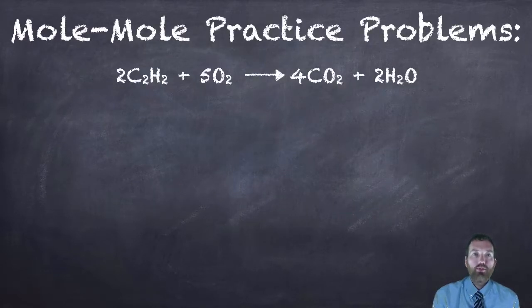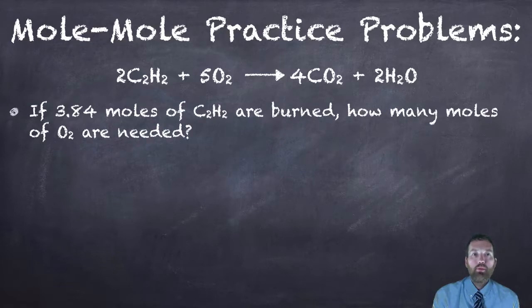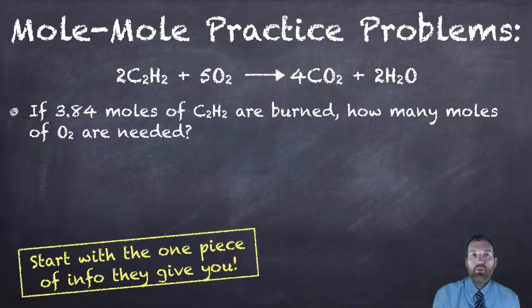Okay, let's do this practice problem here. If 3.84 moles of C2H2 are burned, how many moles of oxygen are needed? So again, always start with the one piece of information they gave you. They tell us that we're burning this specific amount of C2H2. Now, this problem would be really easy if they just said, okay, if we burn 2 moles of C2H2, how many moles of oxygen are needed? Well, 5. It says it in the problem. The ratio says for every 2 we need 5.